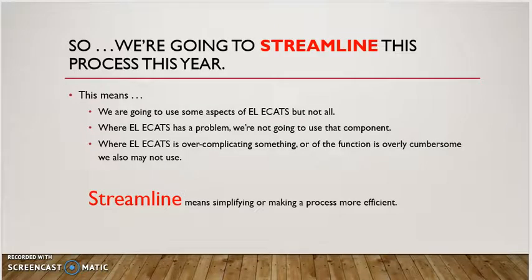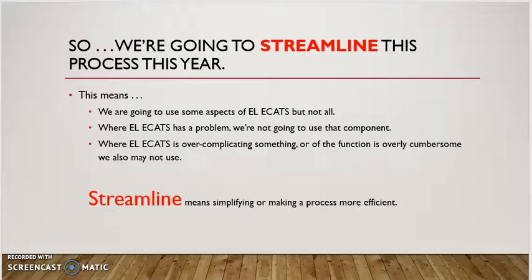So this is what we're going to do for this year. We are going to streamline this process, our EL process, for this year. So what does this mean? This means that we are going to use some aspects of ECATS, but not all aspects. Where the ECATS system has a problem, we're not going to use that component. And where the ECATS system is overcomplicating something or is overly cumbersome, we may also not use that component.